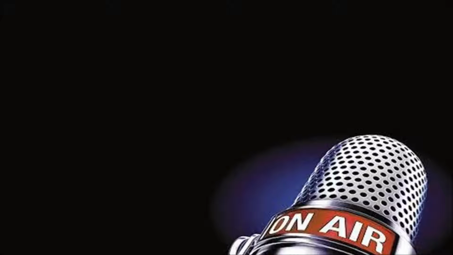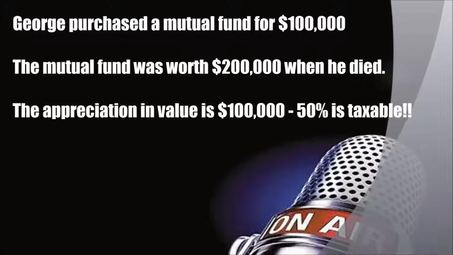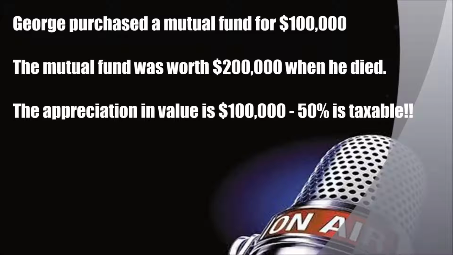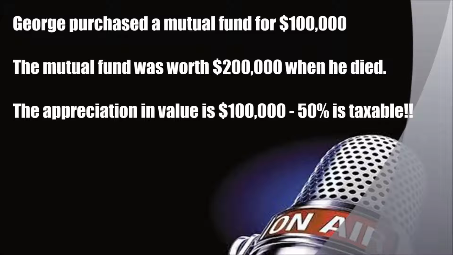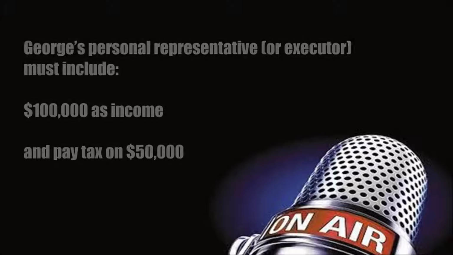So I'm just going to give you a simple example of capital gains tax, Terence. Okay. George purchases a mutual fund for $100,000. The mutual fund is worth $200,000 when he dies. The appreciation in value is $100,000. 50% of that is taxable. George's personal representative, as we suggested earlier, must include that $100,000 as income and pay tax on $50,000 on George's behalf.